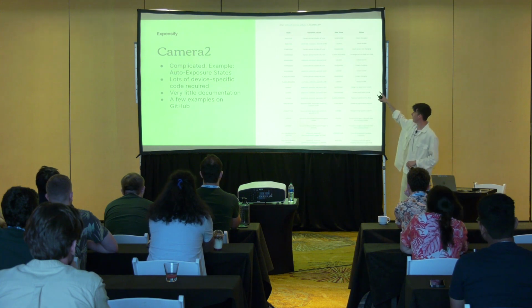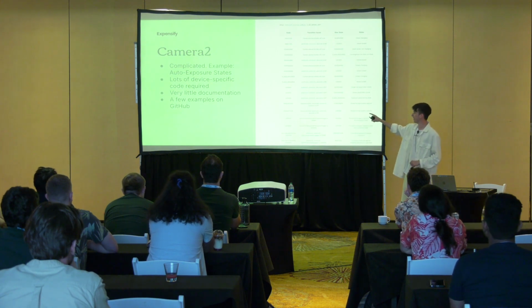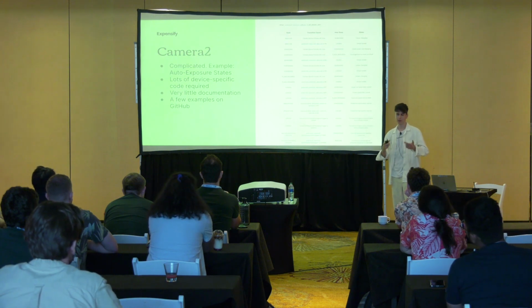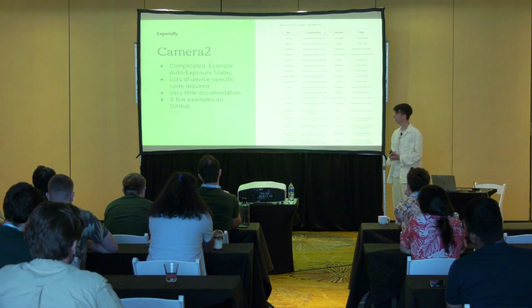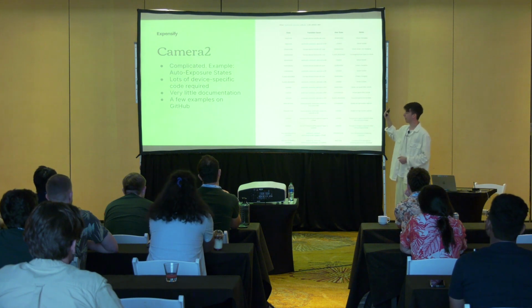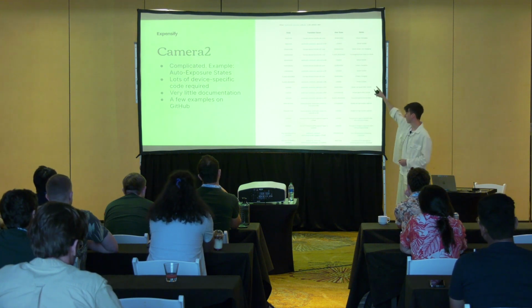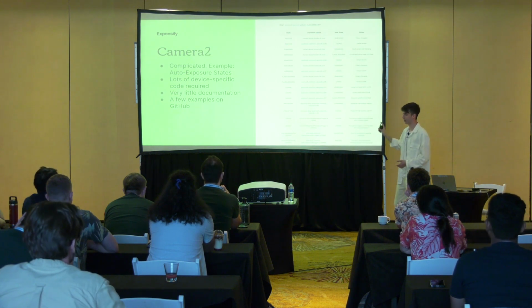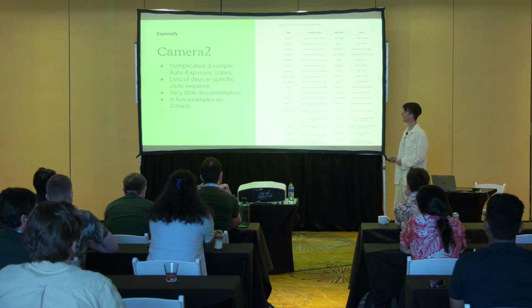So on the right you can see, this is a fun list. Camera 2 is callback based, so you get a callback or a message for each state change, I guess, in Camera 2. And the auto exposure state on Android apparently has 29 different states. I don't know why, on iOS there's 3 or 4. But yeah, you can imagine how the rest of the API looks.